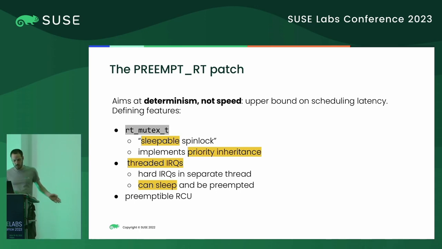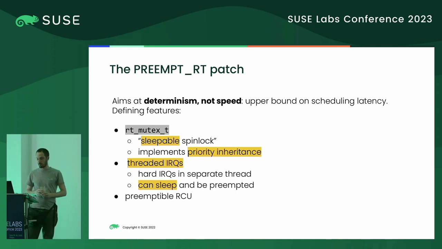And then preemptive RCU, which I guess is needed. I have no familiarity with preemptive RCU, but I'm pretty sure that it is a key ingredient of the preempt-RT patch. So we have the RT mutex, sleepable spin lock, priority inheritance, threaded IRQ, and preemptive RCU. This is how I would describe preempt-RT.